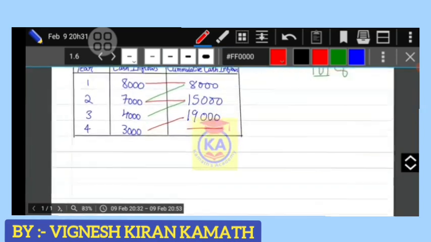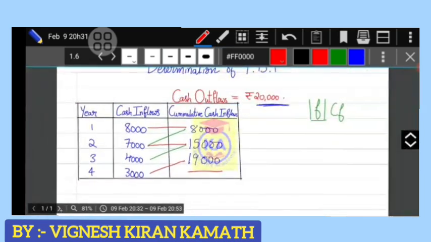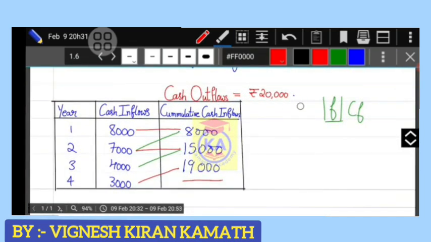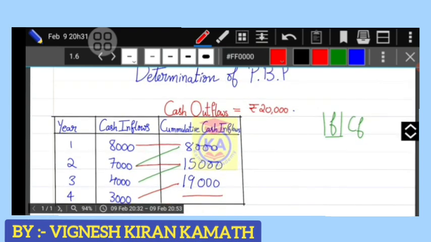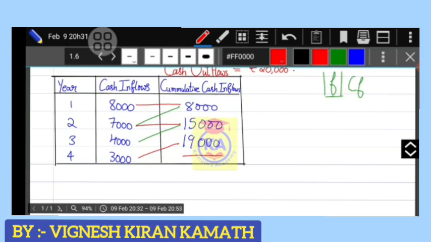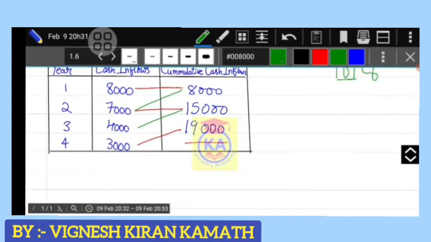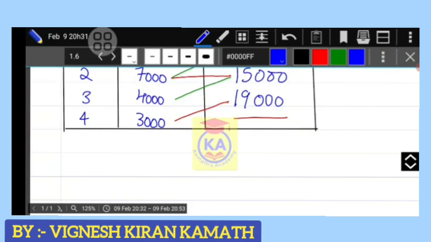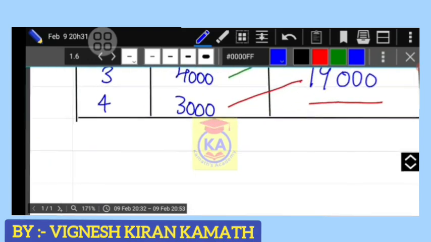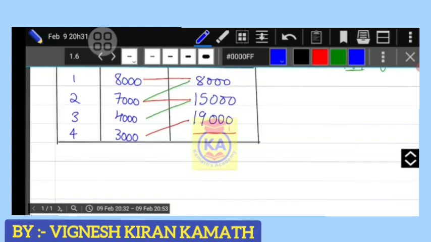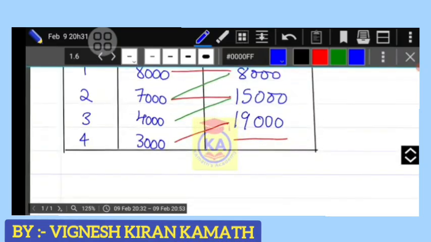This is the reason why I am writing cash outflows on the top, so that you can relate to it and stop the cumulative cash inflows accordingly, so that you don't get confused. Now, what is the cash outflow? You know, it is 20,000.